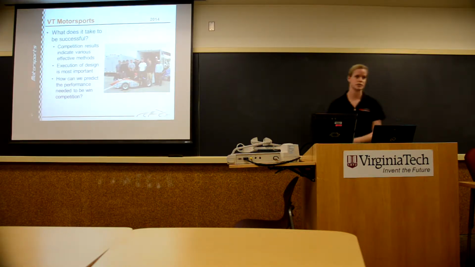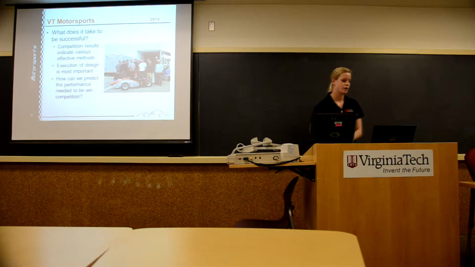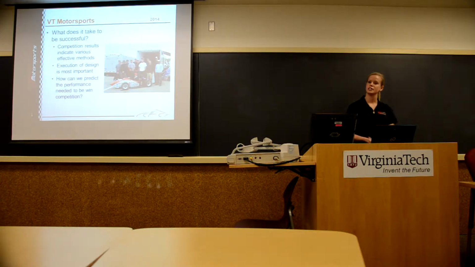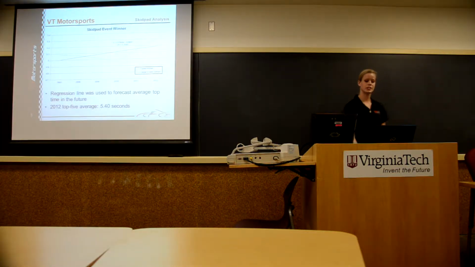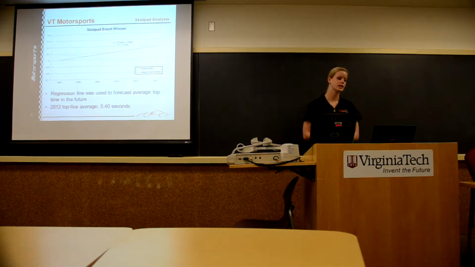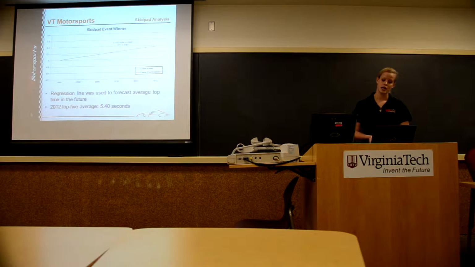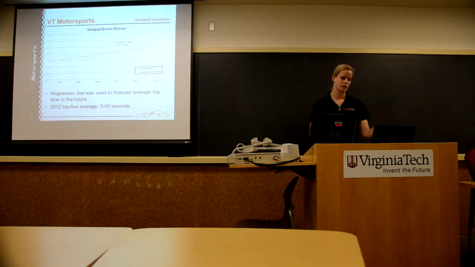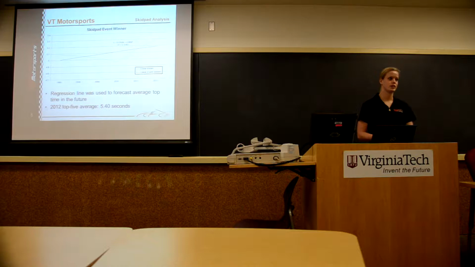So what does it take to be successful in Michigan? We predicted the performance that we need to do well in Michigan and win the competition. Here you can see a line that was used to forecast the skid pad event winners. It takes the top 5 average of the 2012 results, and the black line you can see is the linear regression of the event winners. In 2012, the top 5 average was 5.4 seconds.